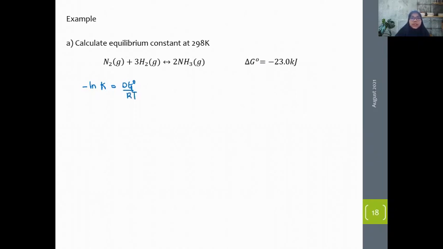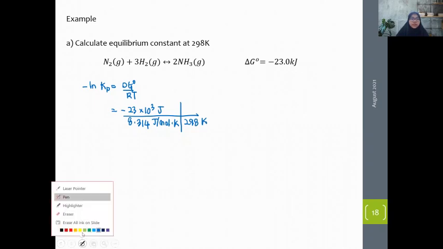Since the reaction is in gas, you can insert Kp instead of K, representing the equilibrium constant in the gas phase. So minus ln Kp equals delta G standard over RT, which equals minus 23 times 10 to the power of 3 joules over R, which is 8.314 joules per mole K, and T is 298 Kelvin.